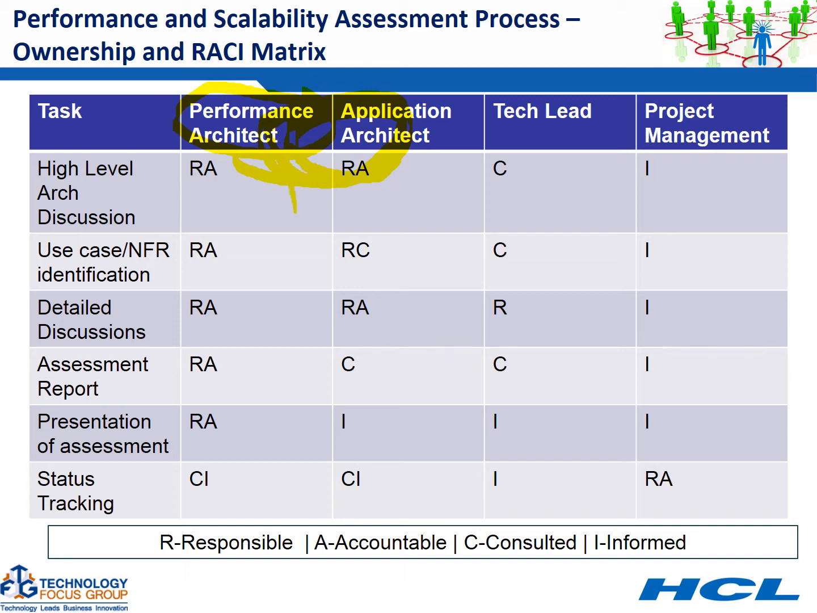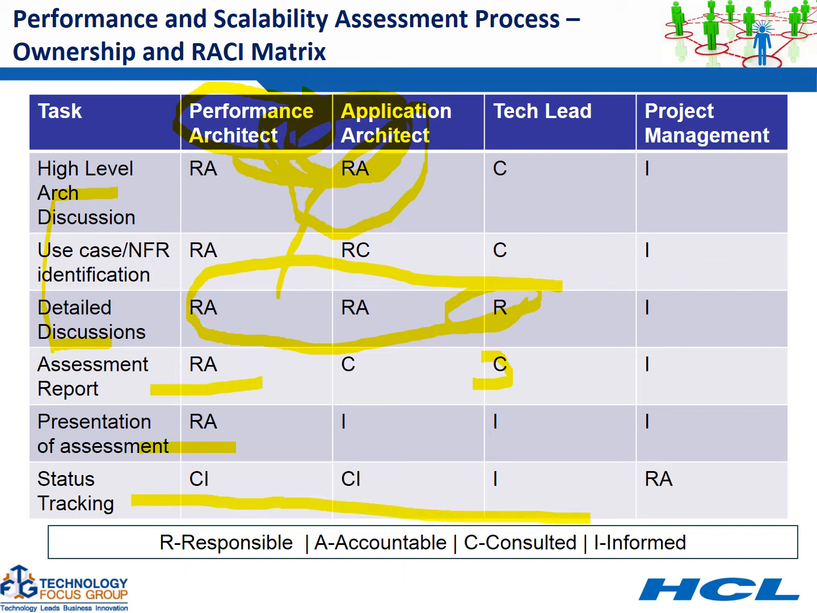So if you see, most of the responsibility and accountability lie with the performance architect and application architects. For some of the use case discussions, you may need to get in touch with individual tech leads also. All these three activities highlight that you need a close interaction. So that's the crux of this. And this ownership matrix needs to be shared with everybody, so everybody knows that it's not a standalone activity which you can carry out. You need cooperation and close interaction with all the application stakeholders.